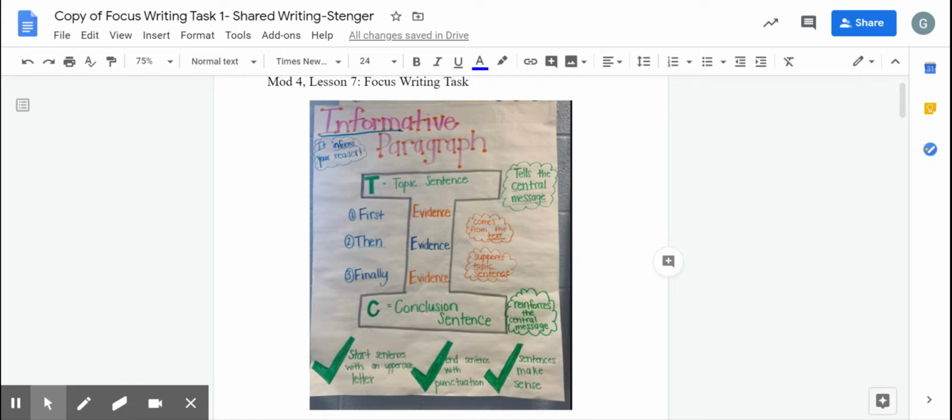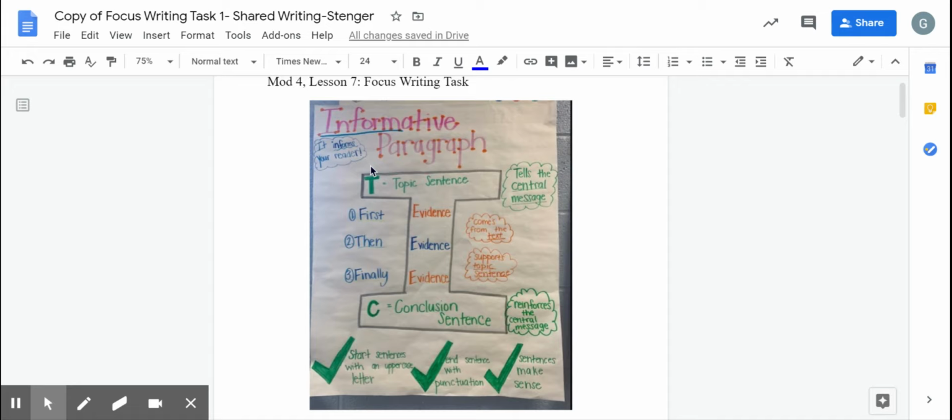The most recent thing we've added to our informative paragraph is an introduction sentence. I didn't get the chance to add that to my process chart, but you know that will come right before the topic sentence. Your introduction sentence will introduce the entire topic to your reader. Then, a very important sentence is the topic sentence. That tells your central message or your main idea that's going to be in your writing.